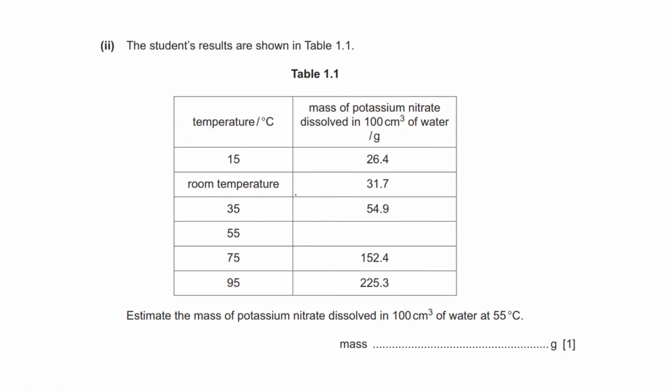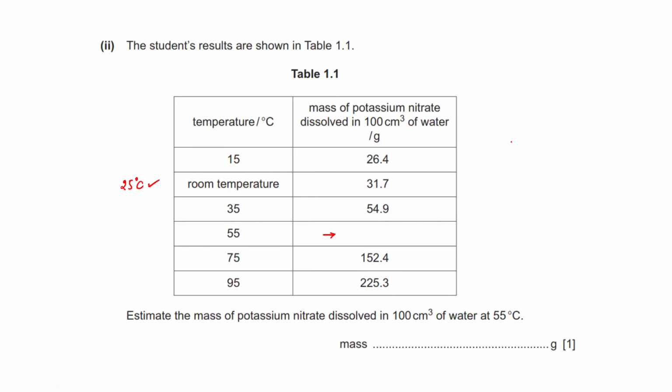So there is a good way to do this. First of all, room temperature. Remember, room temperature can be between 20 to 25. A good value over here can be 25. So we have to estimate the mass of potassium nitrate dissolved in 100 cm³ of water at 55 degrees centigrade. So this is the value we have to calculate.